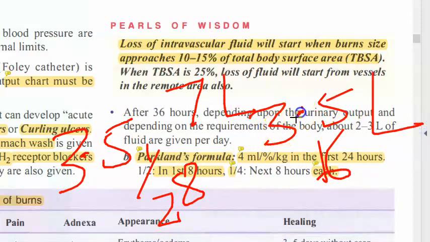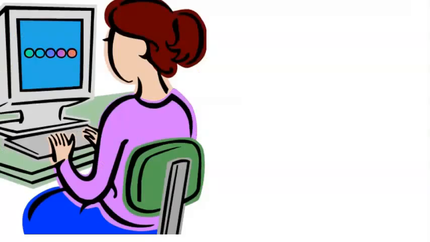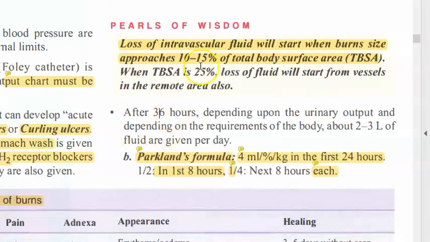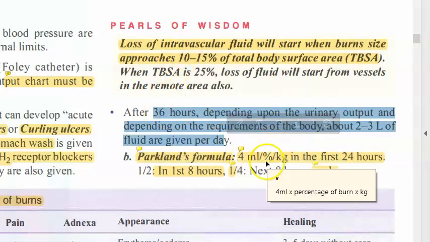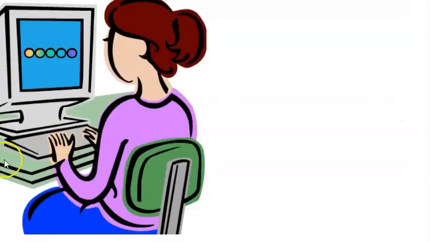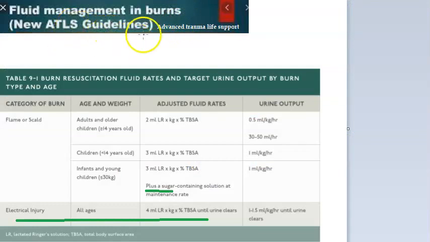So what are you giving here? Ringer lactate. Guys, are you focusing? What are we giving? Ringer lactate, fluid resuscitation. Now you know the amount that you have to give based on the amount of burn, right? Which formula is it? Parkland formula. Very good. There is some new ATLS guideline.